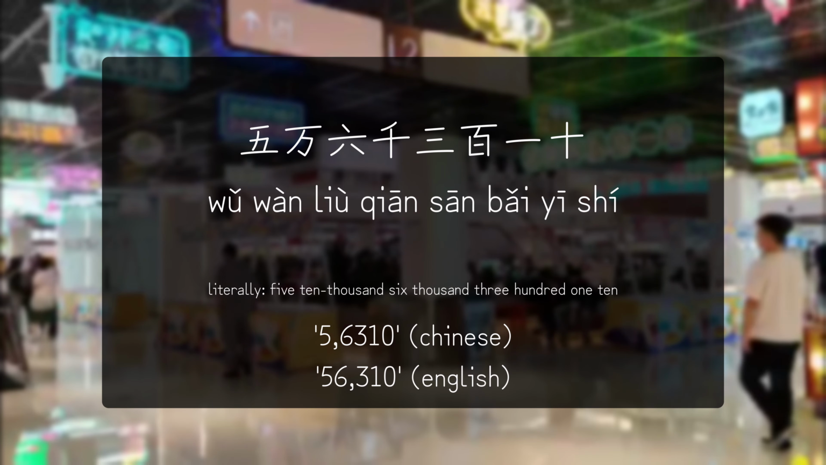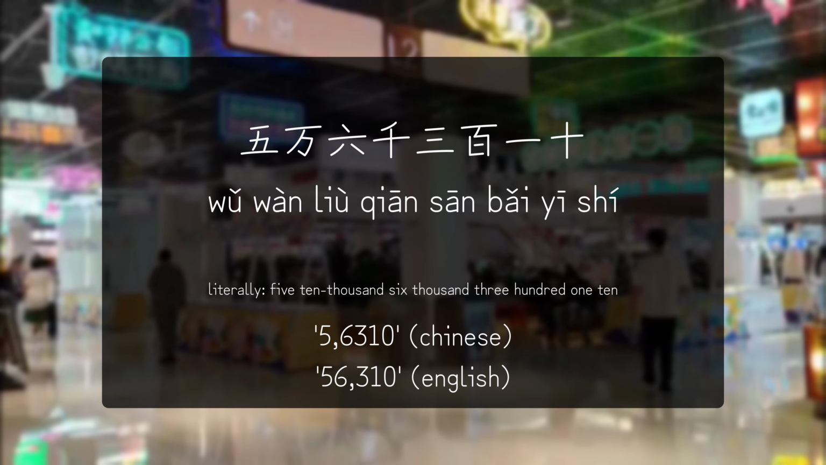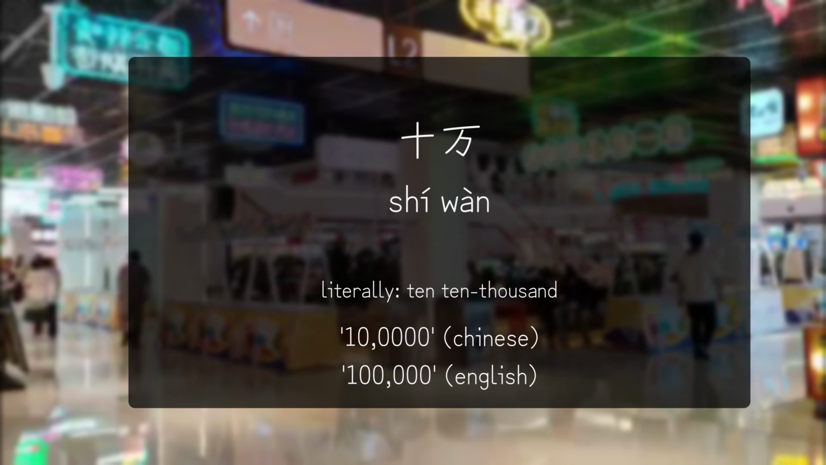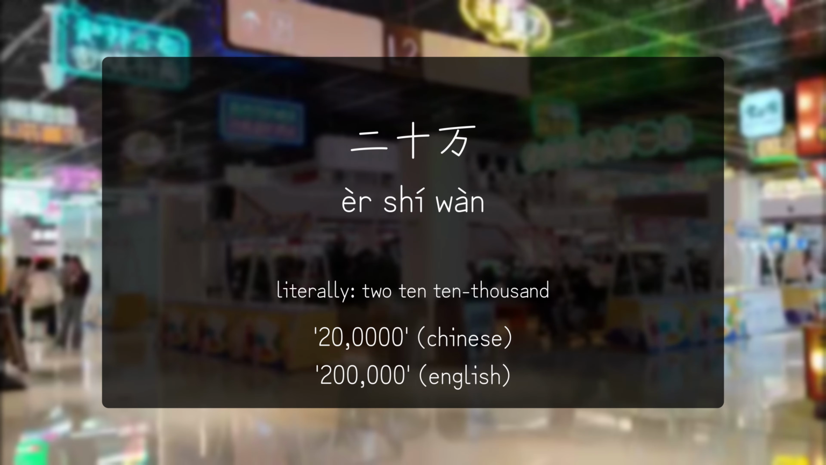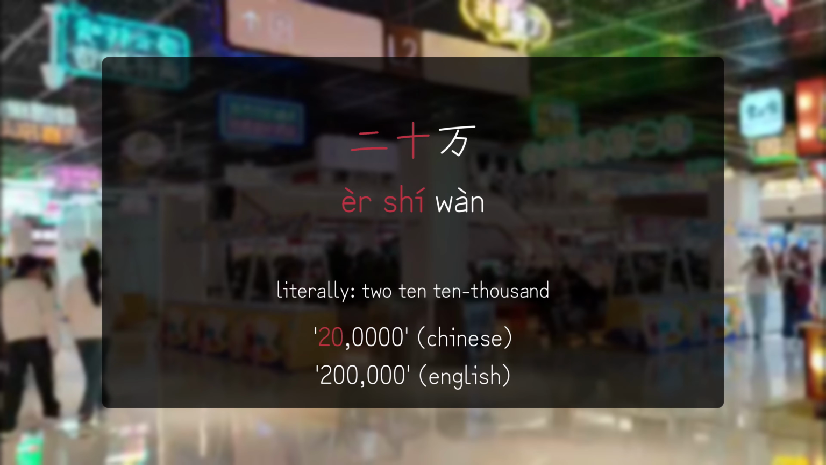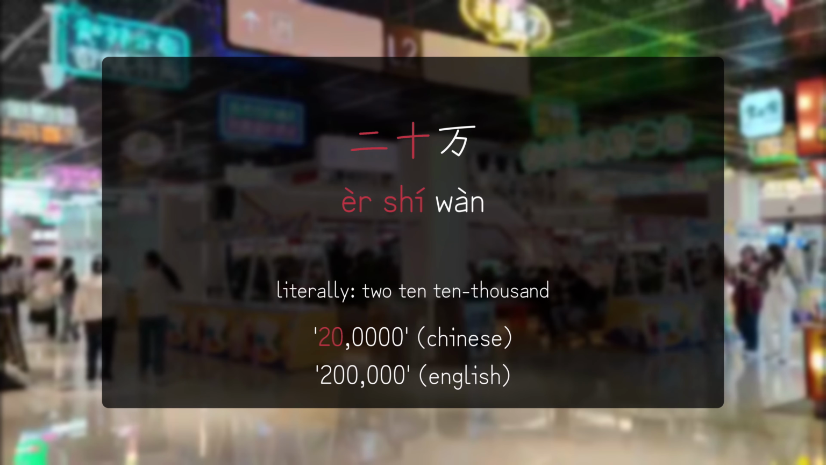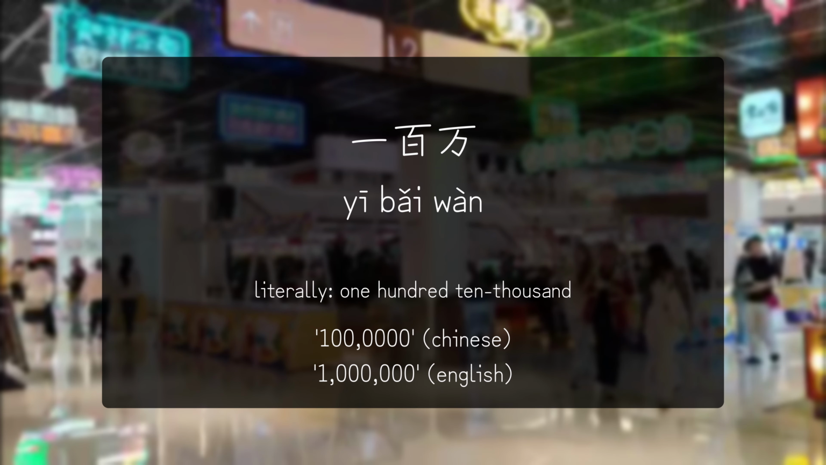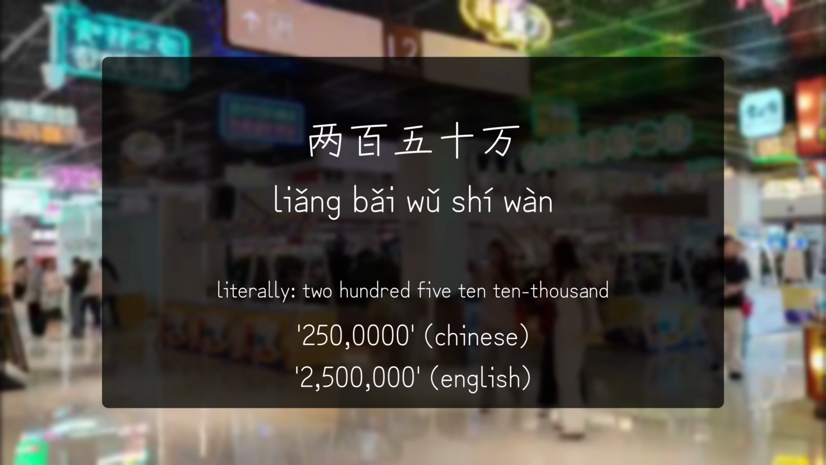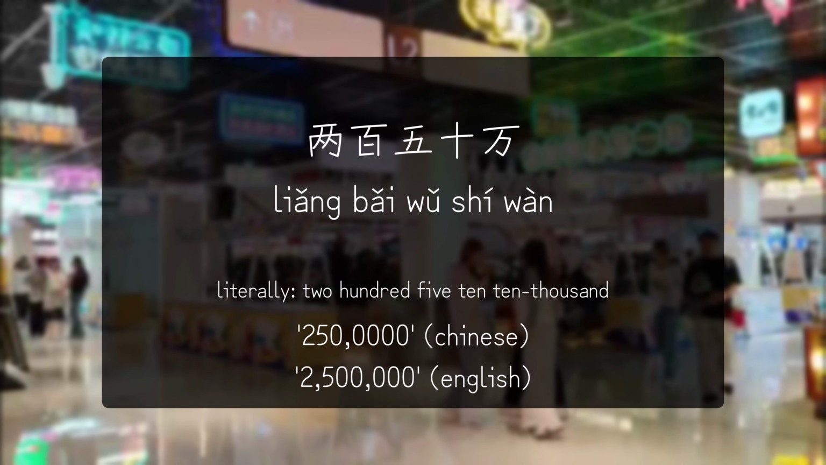56,310 is 56,310. 100,000 is 10,000. 200,000 is 20,000. Notice here 二 is used because it's part of 20. 1 million is 100万. 2.5 million is 250万. After 1, Chinese jumps in 4-digit steps, just like English jumps in 3-digit steps.